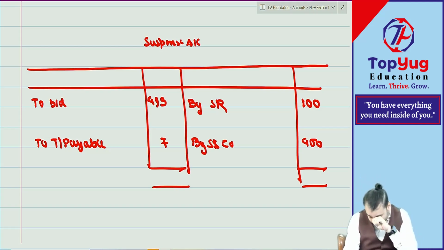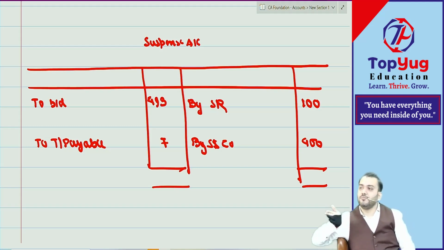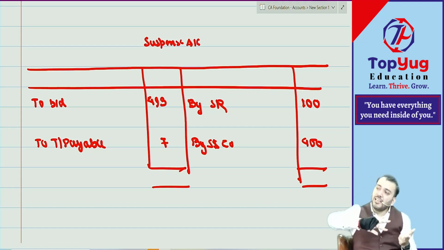Third stage means after final account. So once you have prepared final account, means all nominal accounts have been closed, but real and personal accounts have not been closed. That is in balance sheet. Are you able to understand what I am saying? Nominal account has been closed by transfer to which account?